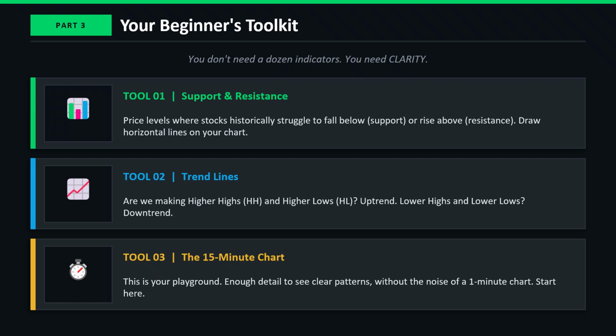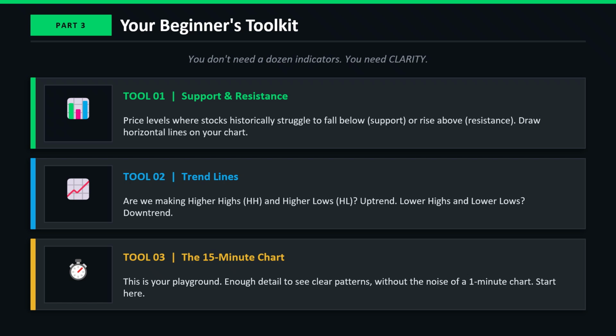Now that you know how to protect your capital, let's talk about the tools you'll use to find your trades. You might be tempted to load up your chart with a dozen different indicators, moving averages, oscillators, Bollinger Bands, but I'm going to tell you a secret. You don't need them. As a beginner, they only add confusion. What you need is clarity, and clarity comes from 3 simple tools.